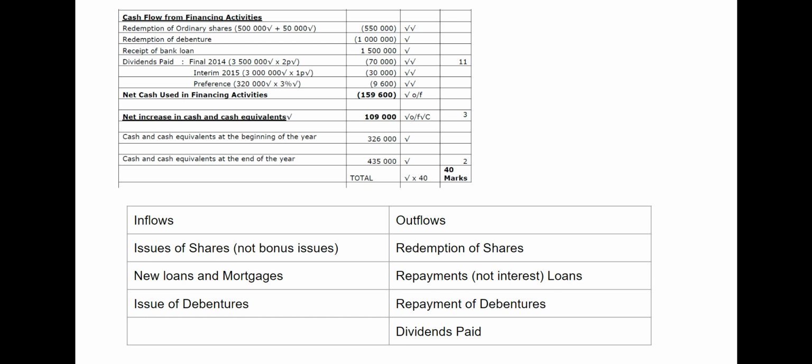So interest on loans, the format that the exam board I use includes any interest paid on loans as part of the operating section. You do see sometimes in final accounts the interest included in the financing section, but for students I teach, try and make sure you just keep it up there in the operating section. Any repayments of debentures, again, not including any interest, and any dividends paid.